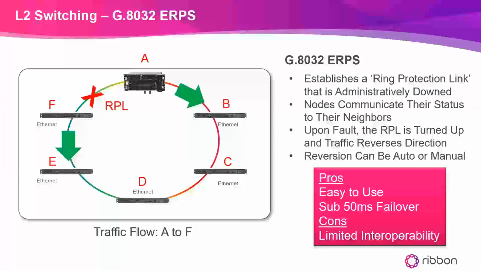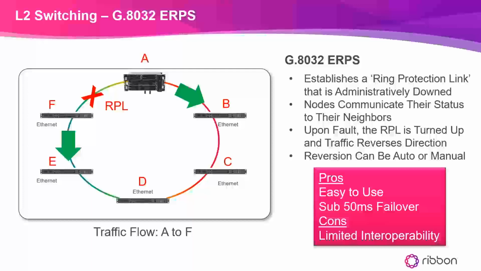So the competing technology, if you will, it's really not much competition anymore, but this is one that you'll see out there, particularly if you have access rings. G.8032 is a ring protection. It is designed specifically for rings, so it's somewhat limited in terms of the architectures where you can put it in place, but it works a little differently.